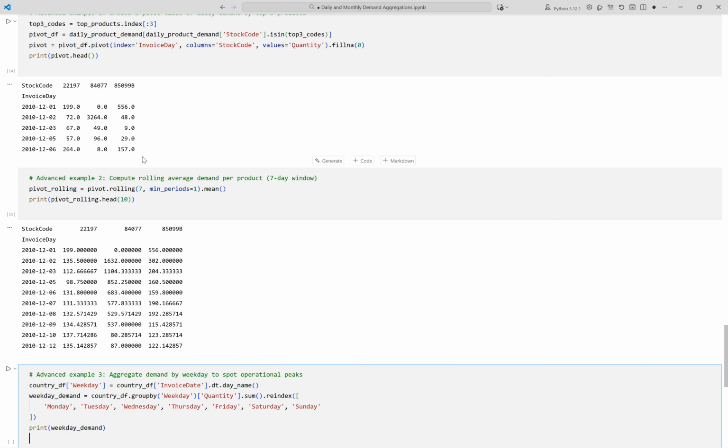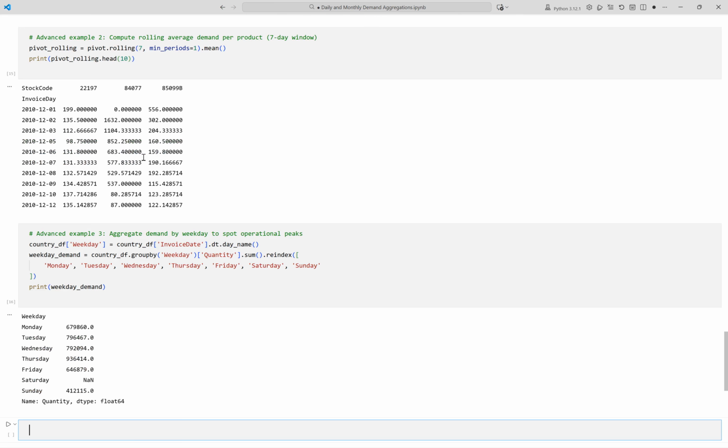Running the cell now. This output shows the total quantity of products sold on each weekday, revealing clear demand patterns throughout the week. Notice the peak on Thursday and the missing data for Saturday, which highlights operational insights like when demand spikes or gaps occur. Aggregating demand by weekday helps businesses plan inventory and staffing around these predictable sales trends. Does your demand spike on weekends or weekdays? Plan staff and orders accordingly.